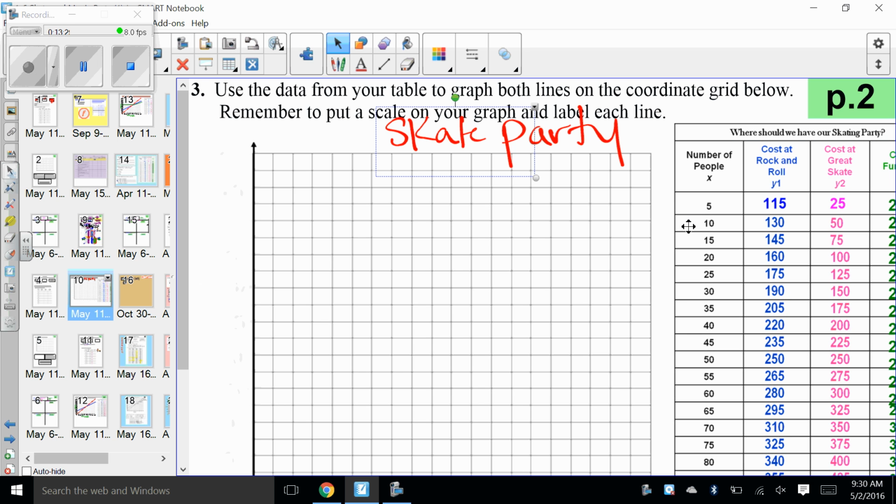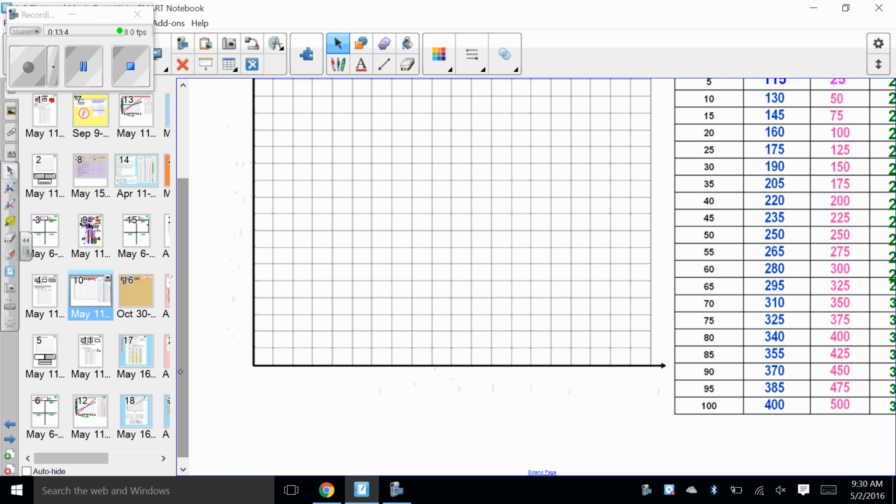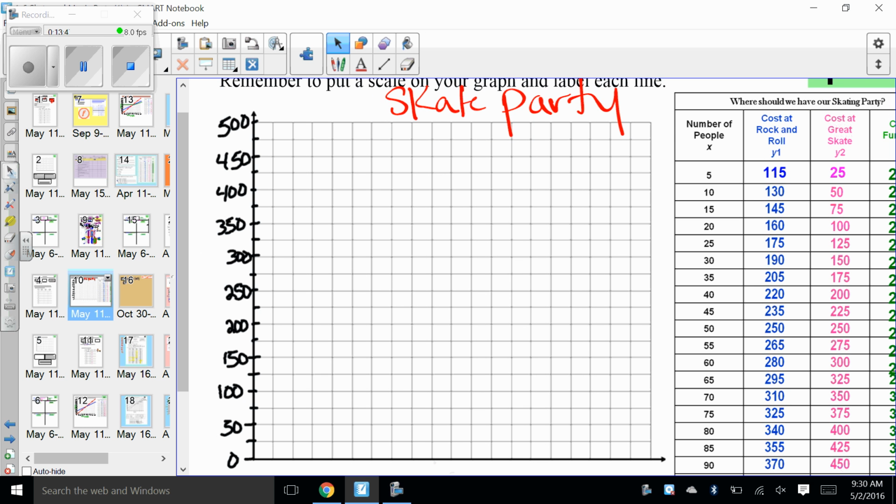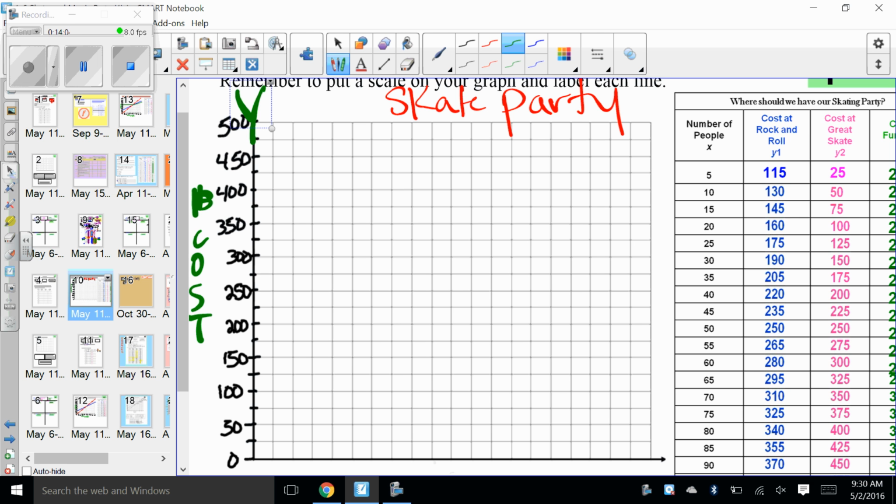So for the skate party, it looks like our cost ranges from $25 as the cheapest amount to $500 as the most expensive. So on my scale over here, I have to range for that amount. I'm going to start at 0, and I'm going to go by increments of 25. So 25, 50, 75, 100, and so on. So I'm going to scale by 25s. Go ahead and check that out on the left. And over on the y-axis here is how much does it cost? That's our y-axis variable. Y-axis is saying how much it's going to cost to skate at each of these places.